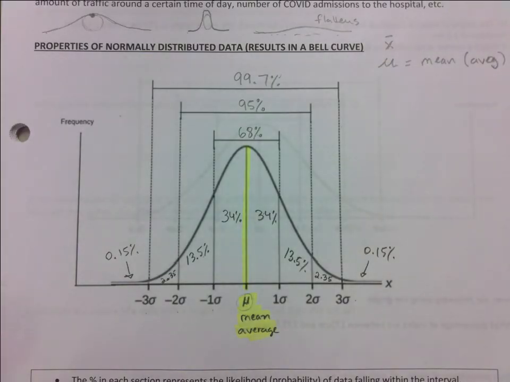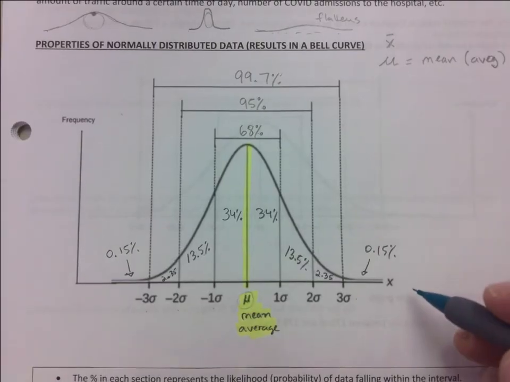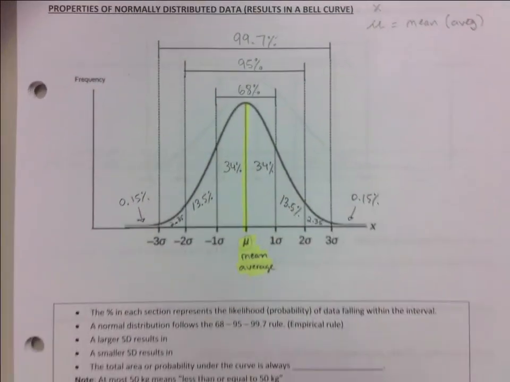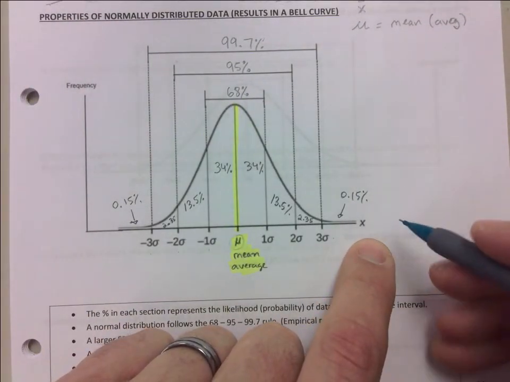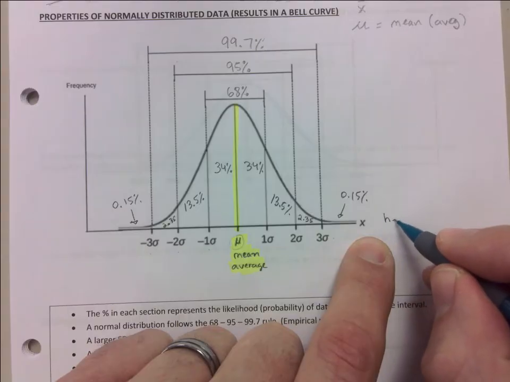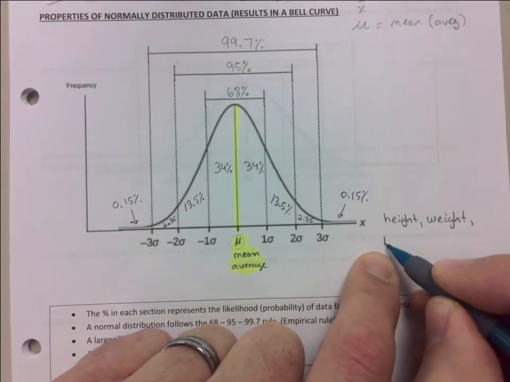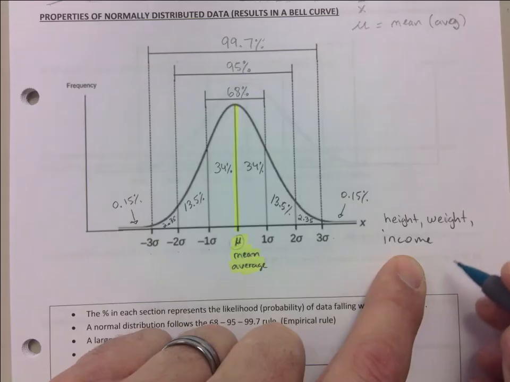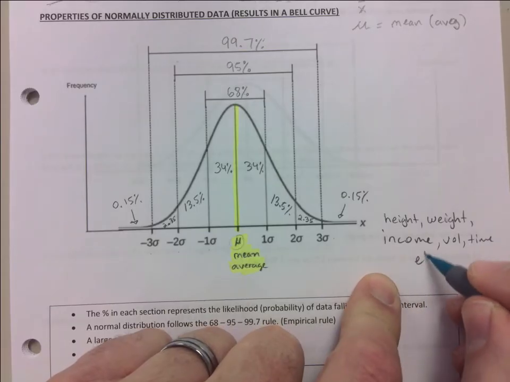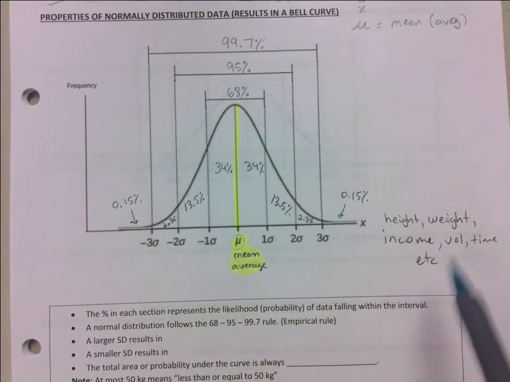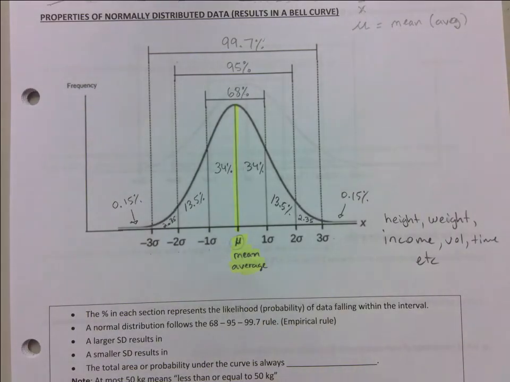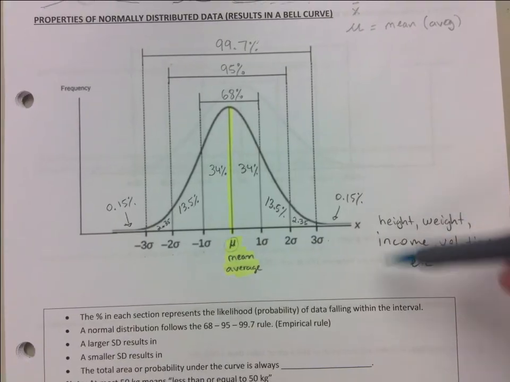Is there anything else I need to mention right now? By the way, can you write down along the x-axis, this could be height, weight, income, volume, time, etc. Okay? So the x-axis will depend on what we are talking about. Hours of sleep, hours of work, screen time, you name it. That's what this could be.